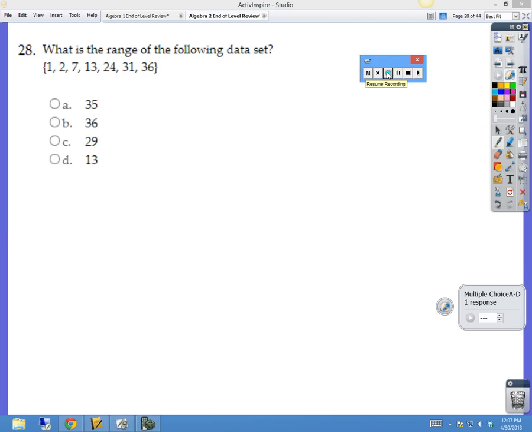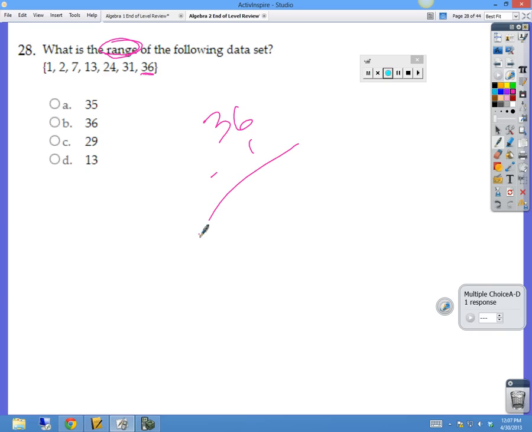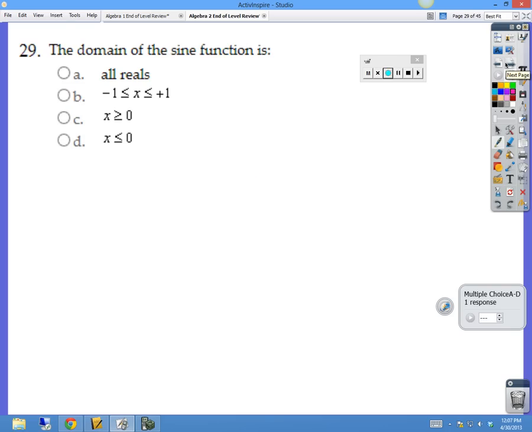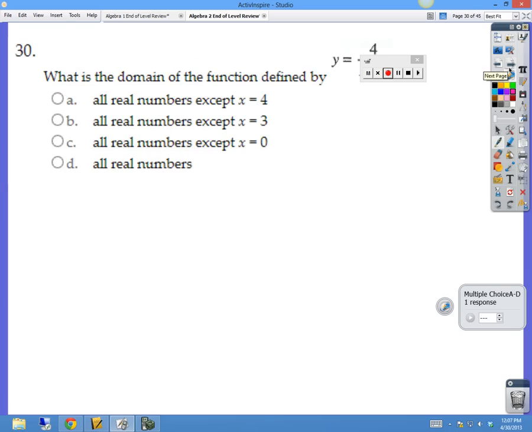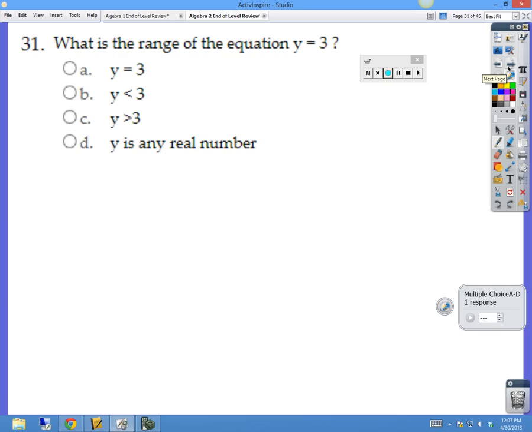Okay, now look, this is an interesting question, because in math this means two different things. In the context of your probability and your statistics, the range is going to be the spread. So our largest was 36, our smallest was 1. Between 1 and 36 we covered 35, but now look at 31. 31 is using the same word, range, but now it's talking about something different.